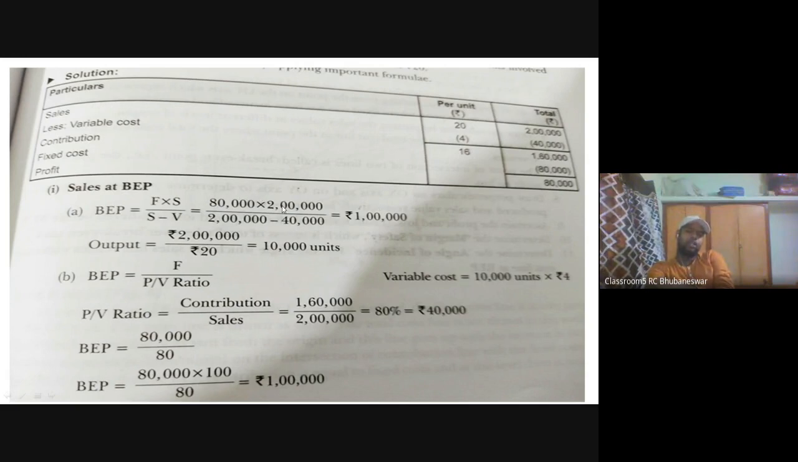So 80,000 multiplied by 2 lakh divided by 1 lakh 60,000. Here 1 lakh 60,000 and 80,000 will cancel and the denominator will be 2. So 2 lakh divided by 2 is equal to 1 lakh.